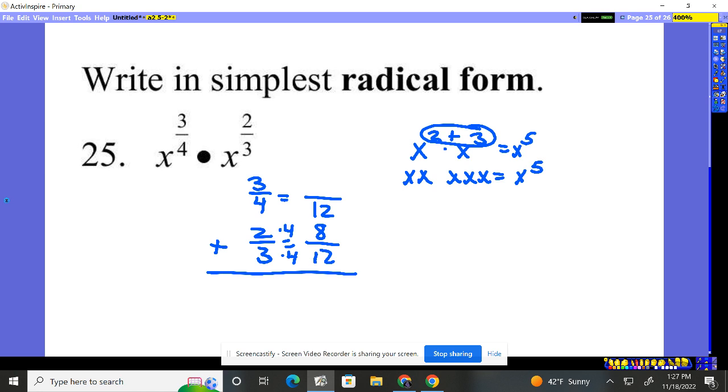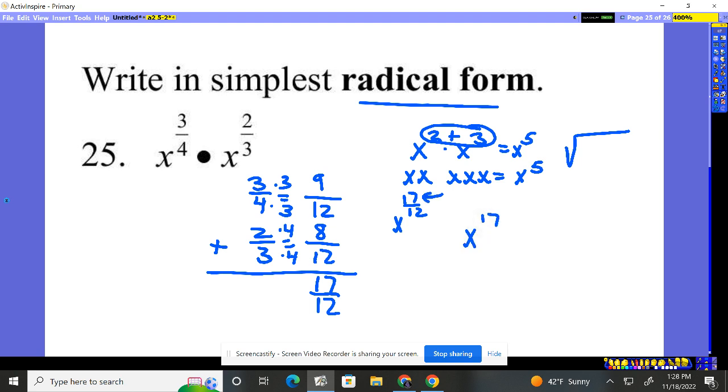2/3 is the same as 8/12. 3/4, well, what did you multiply the 4 by to get 12? 3, so multiply top by 3, I get 9/12. So it's 17/12. So this is x to the 17/12, but it needs to be in radical form. In other words, we want our little radical house. So remember, this is the end number, and the 12 will be in the index.